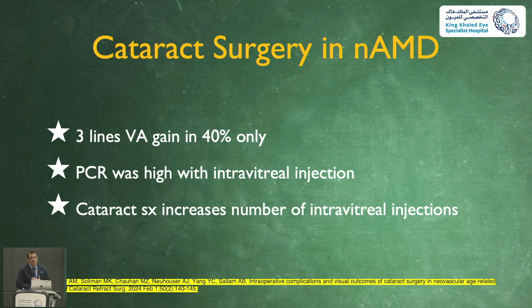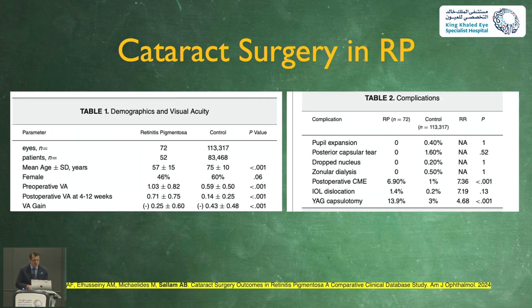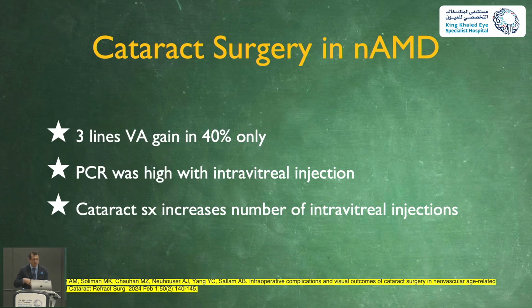that cataract surgery does increase the number of injections, which maybe is like the inflammation caused by cataract surgery increasing the activity of the neovascular membrane. Something to be wary of if you're doing injections for patients with neovascular AMD, they get cataract surgery, just be wary that they may become more active and we need more injections. And we found a high risk if you had 10 or more injections, you have a high risk of developing posterior capsular rupture, about 2 times.